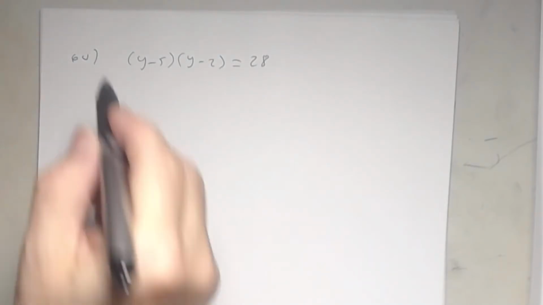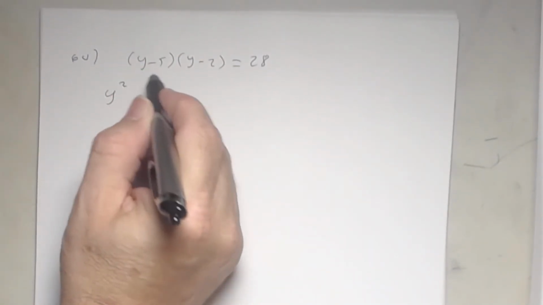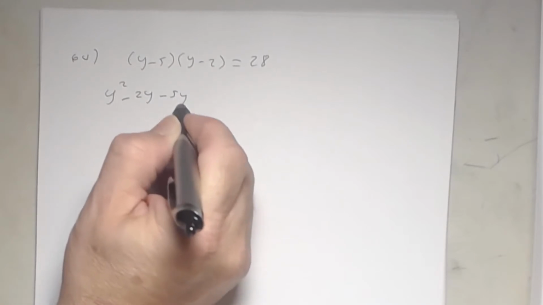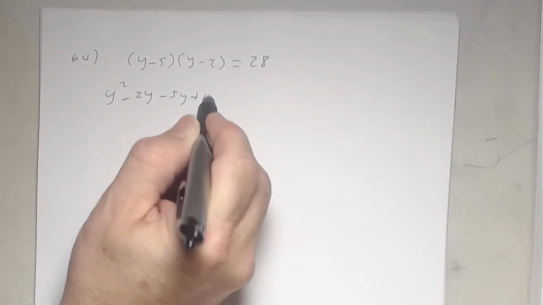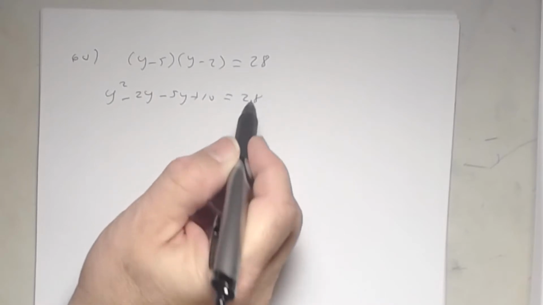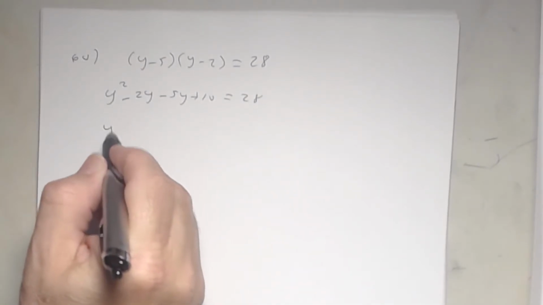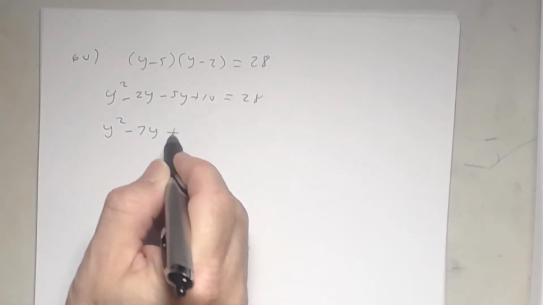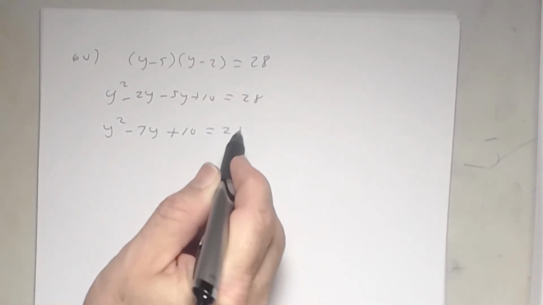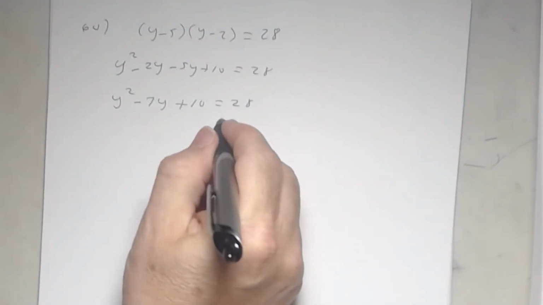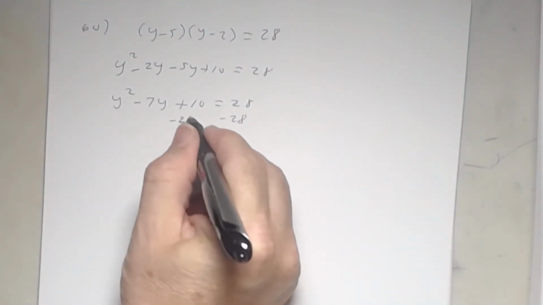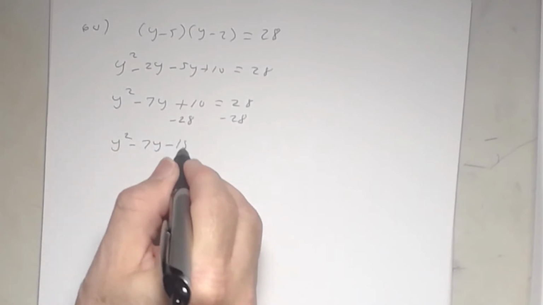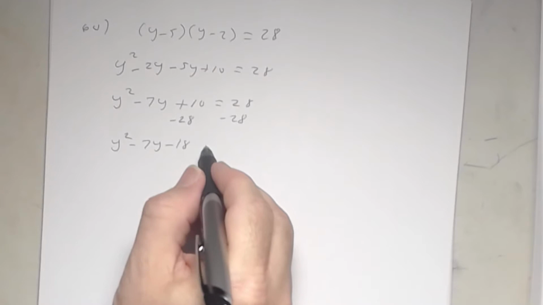So when I FOIL that out, I get y squared. What's the outer? Inner, negative 5y. Last, negative 2y. Equal 28. Okay. Combine like terms. y squared minus 7y plus 10 is equal to 28. Subtract 28 from both sides, then you would get y squared minus 7y minus 18 is equal to 0.